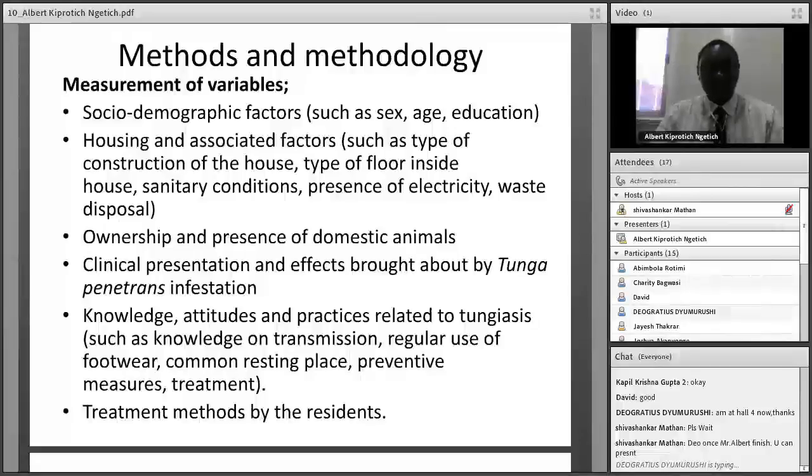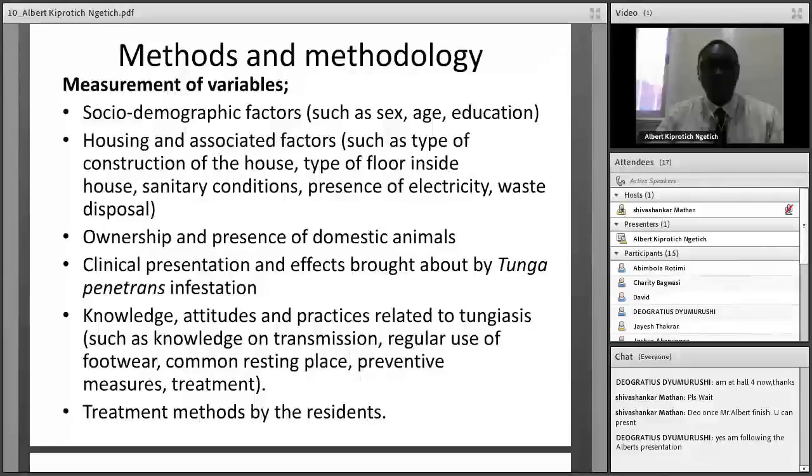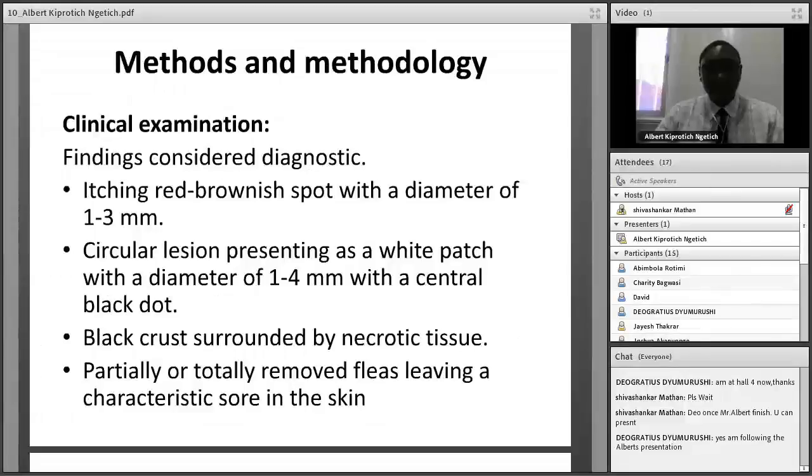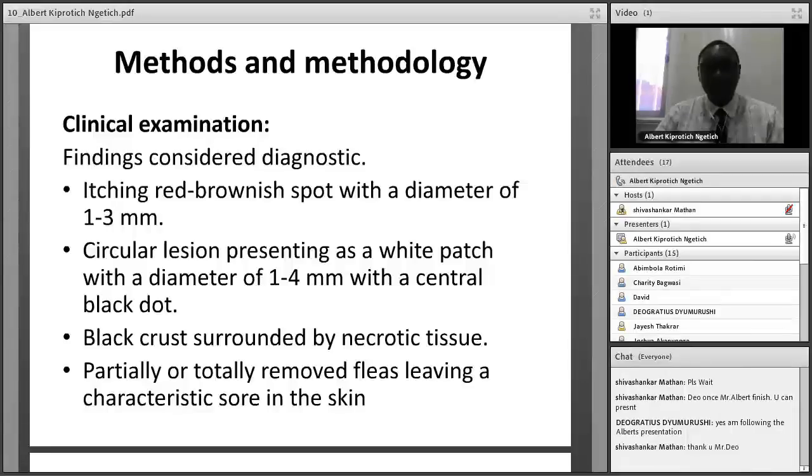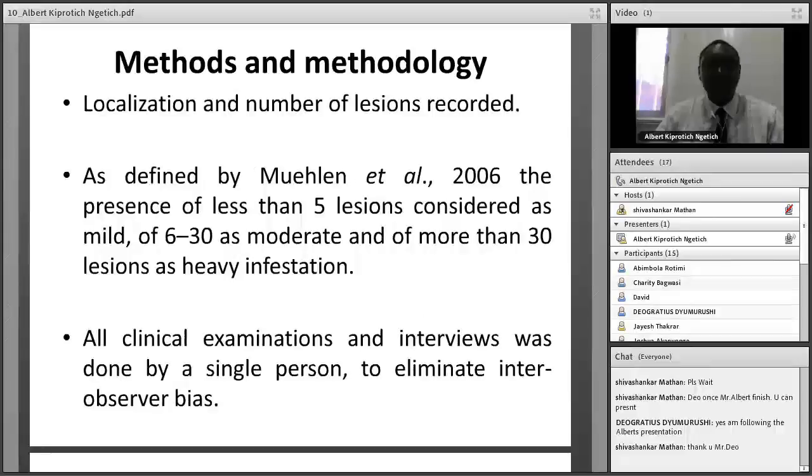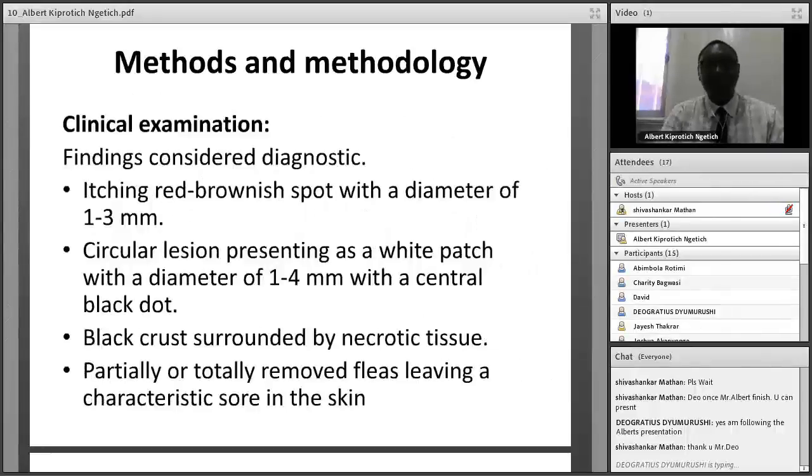When we were doing the clinical examination, there are areas which we were looking at: itchy, reddish, brownish spots with a diameter of 1 to 3 millimeters were checked. This was to confirm if it is a positive case. Circular lesion presenting as a white patch with a diameter of 1 to 4 millimeters with a central black dot, and also a black crust surrounded by necrotic tissue. Partially or totally removed fleas, leaving a characteristic sore in the skin.